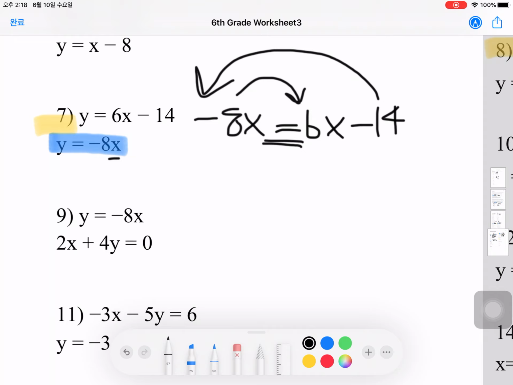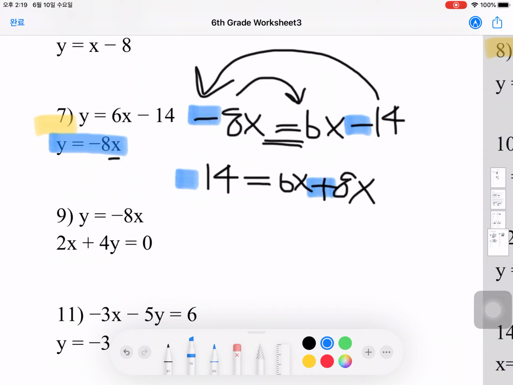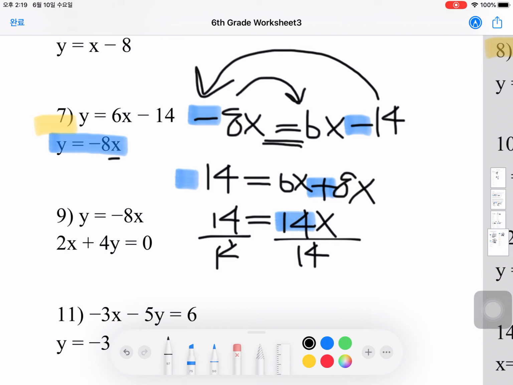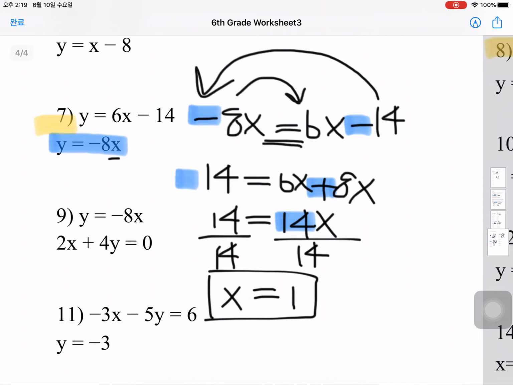So that will go out to 14 equals 6x plus 8x. The negative 14 becomes a positive, and the negative 8 becomes a positive as well. And if we simplify this, this becomes 14 equals 6x plus 8x, which is 14x. Now, like the previous problem, we want to get the x by itself, so we're going to have to divide by the number in front, which is 14. And that leaves us with x equals 14 divided by 14, which is just 1. So x equals 1 is your final answer.